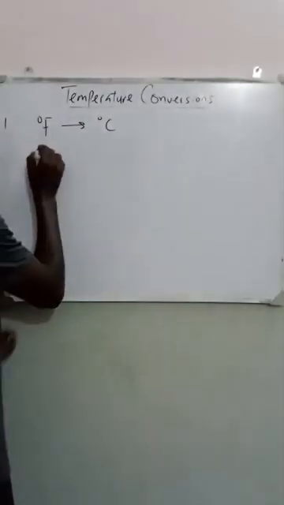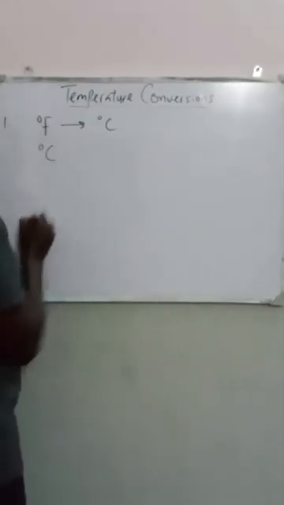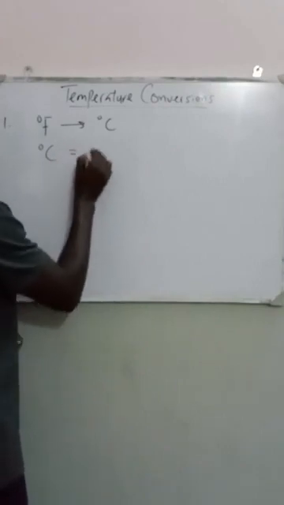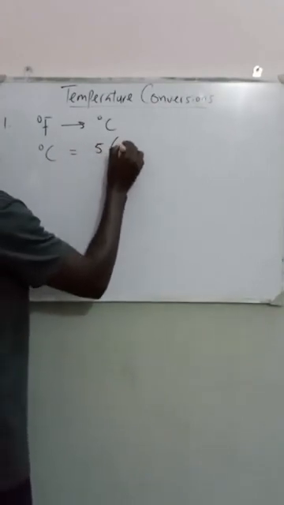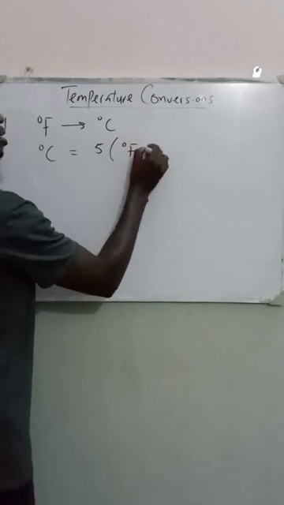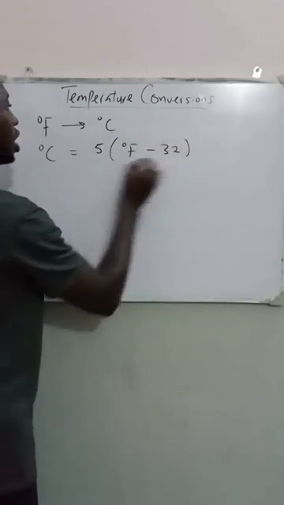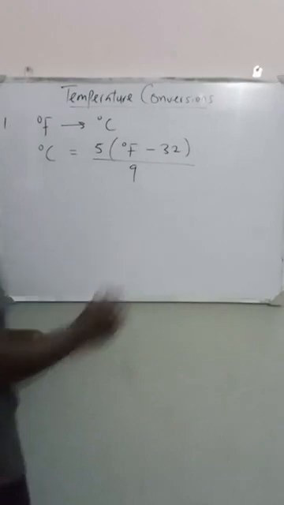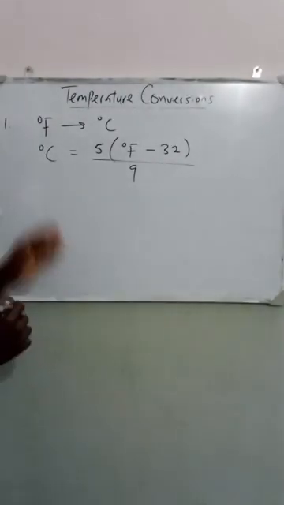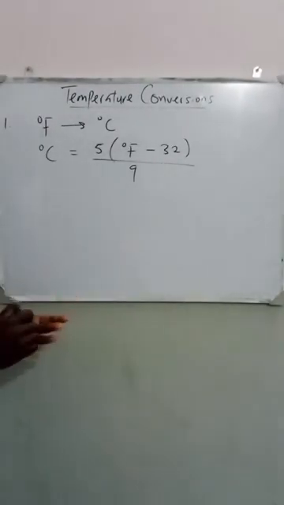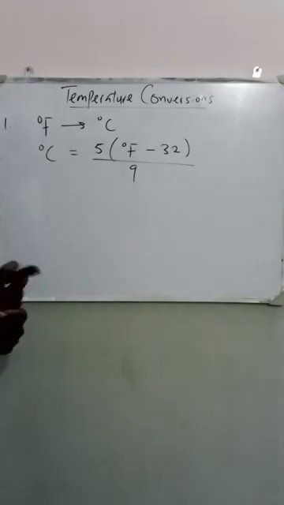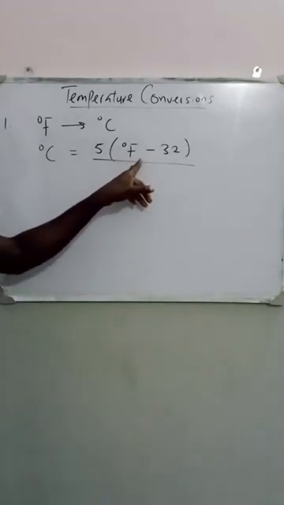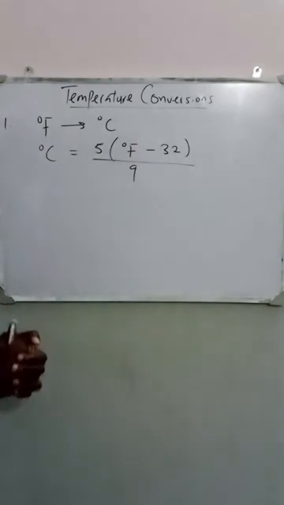We make use of the standard formula that says that to find any temperature in degrees Celsius, we should use the formula 5 times the temperature given in degree Fahrenheit minus 32, everything divided by 9. So this is the standard formula we use in converting from a temperature given in degree Fahrenheit to degree Celsius.